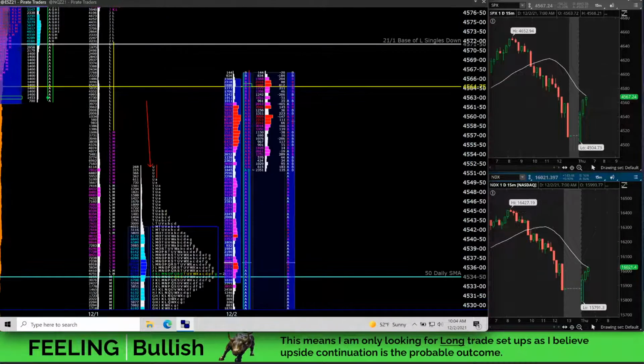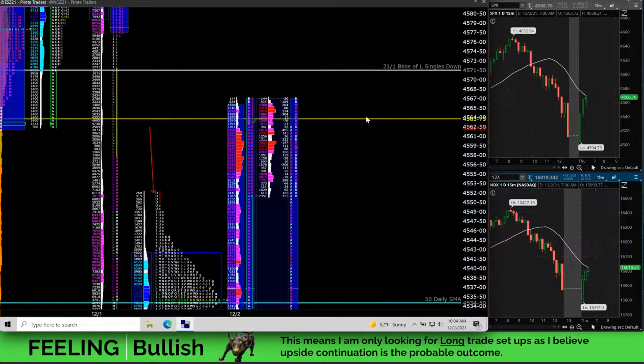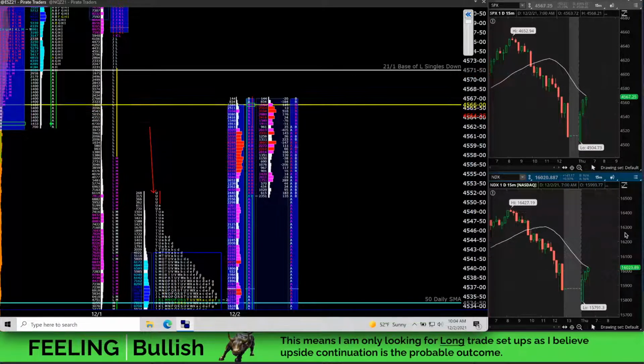Back to the ES. Okay, working our way into some resistance here, a couple of points higher.